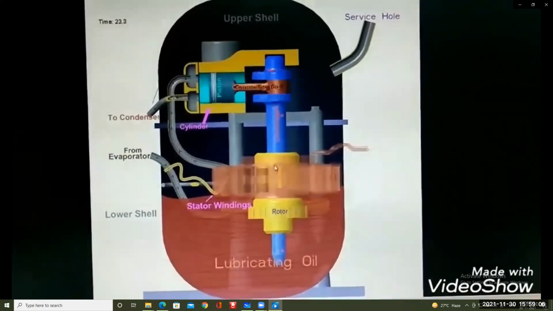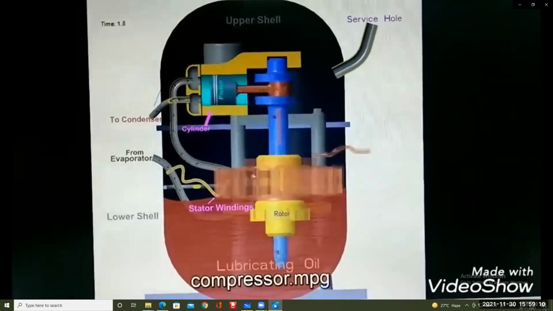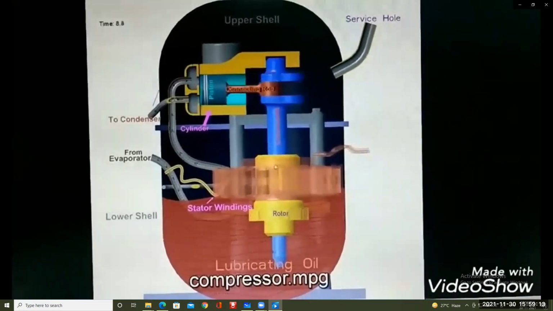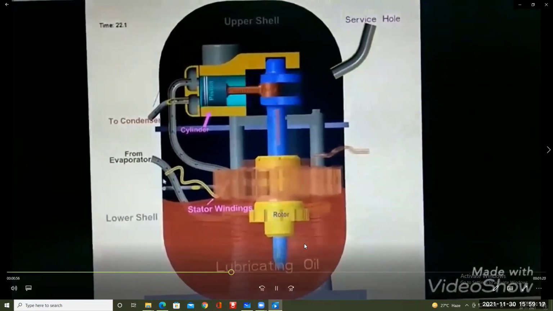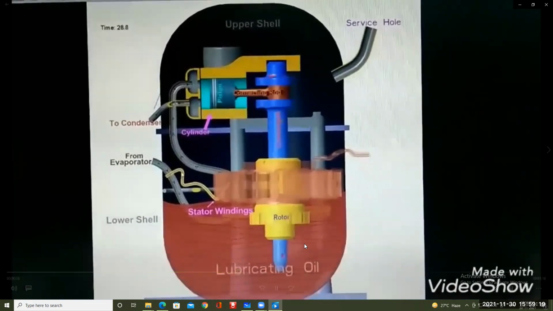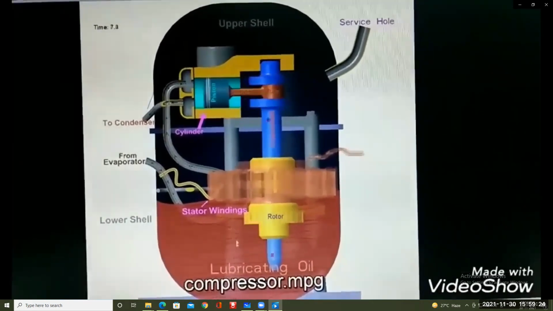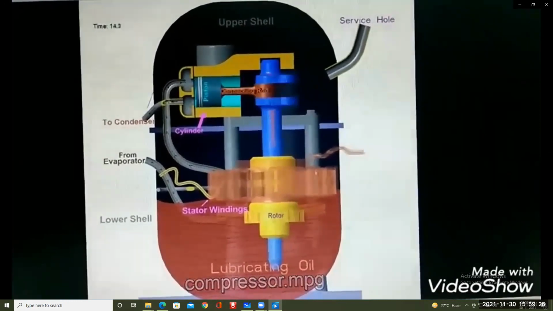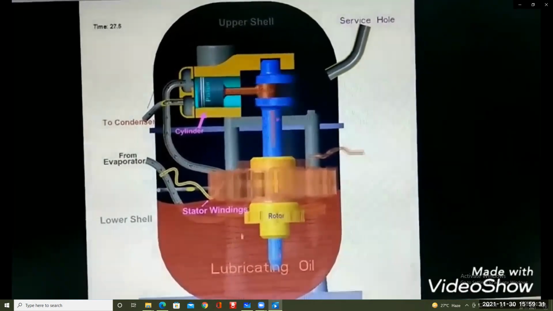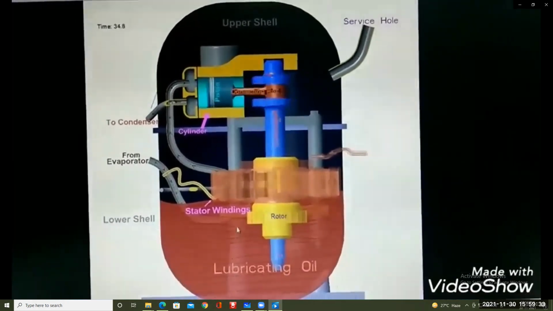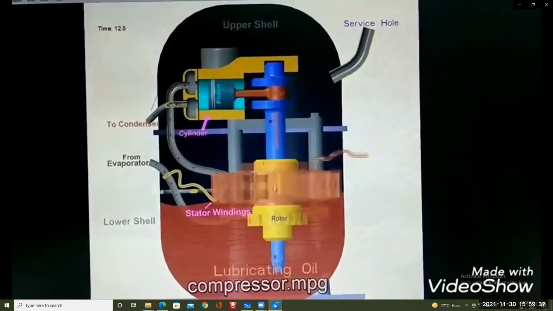This is the stator winding of the induction motor and this is the rotor. Electric connections are taken out from the stator winding. It is mounted by 4 bolts resting on springs so that it can absorb motor vibrations. This is the crankshaft and it is directly connected to the rotor.